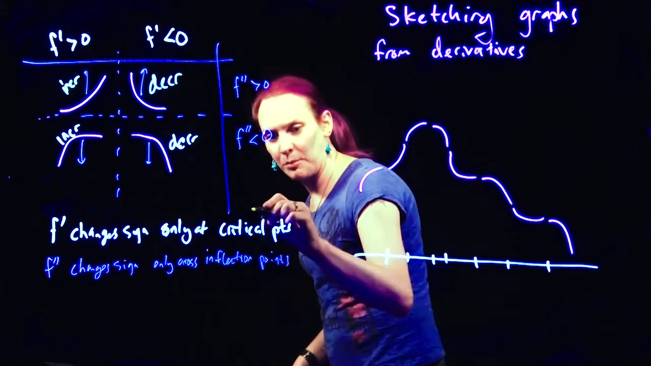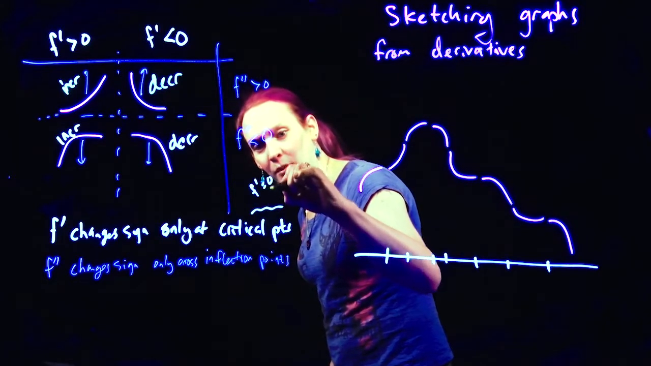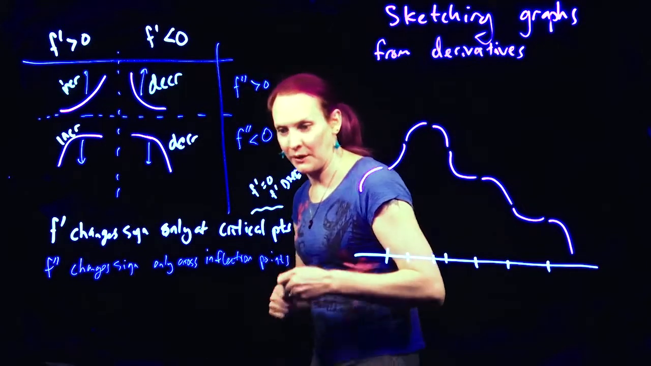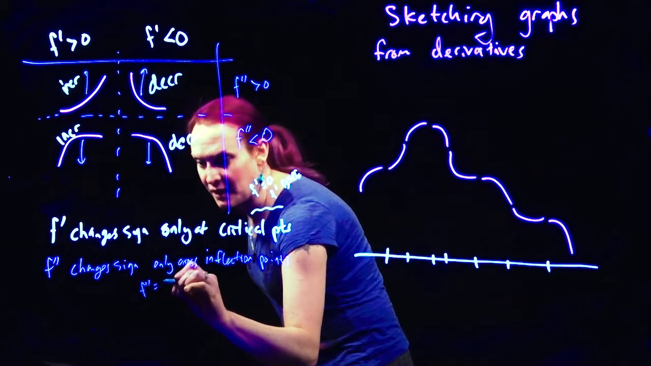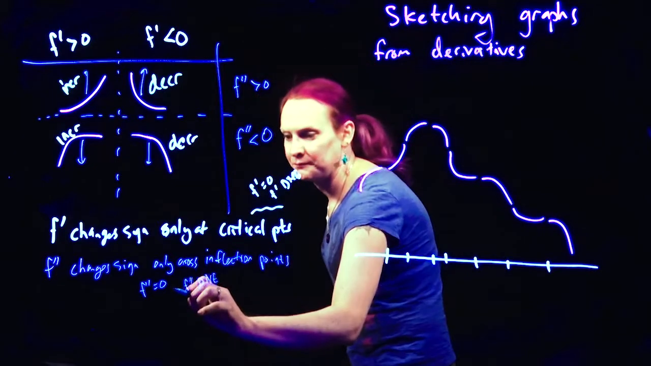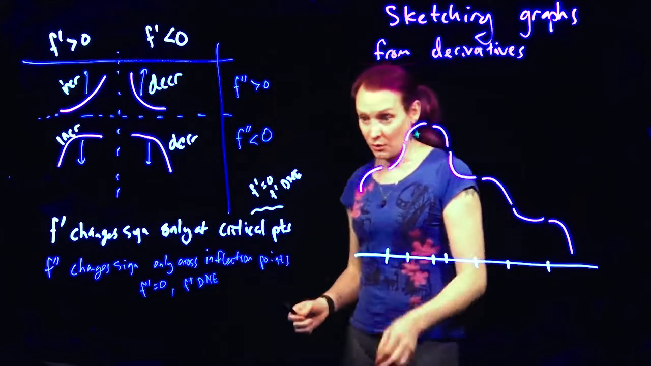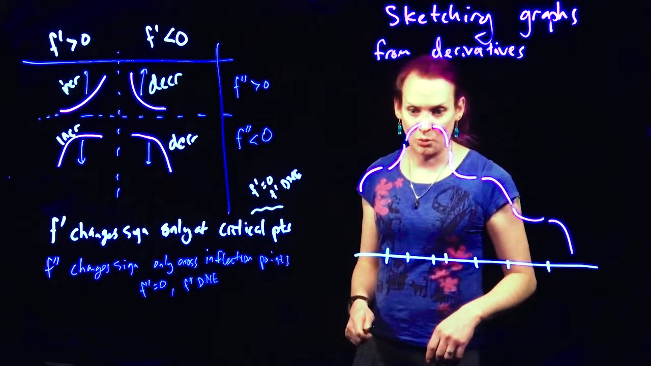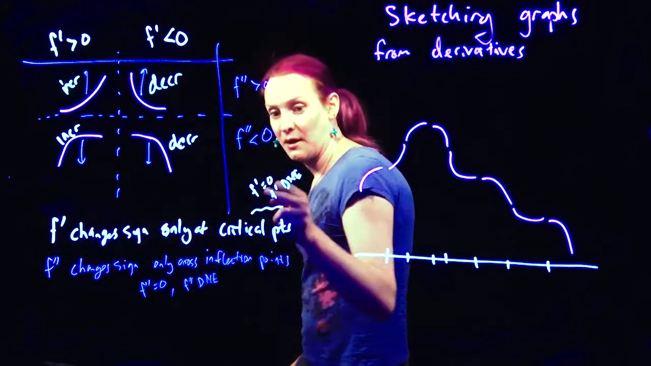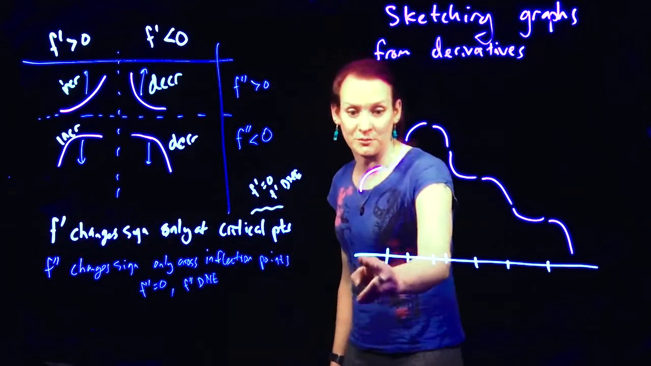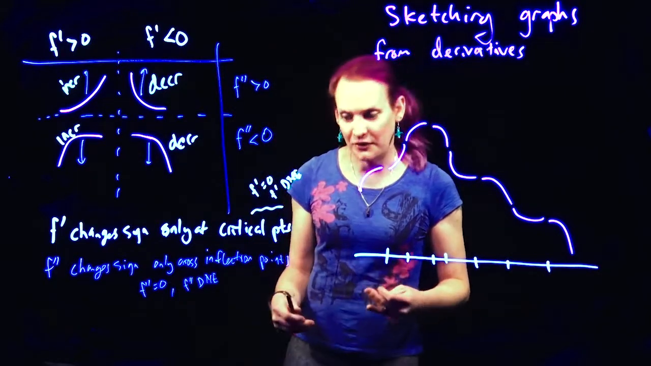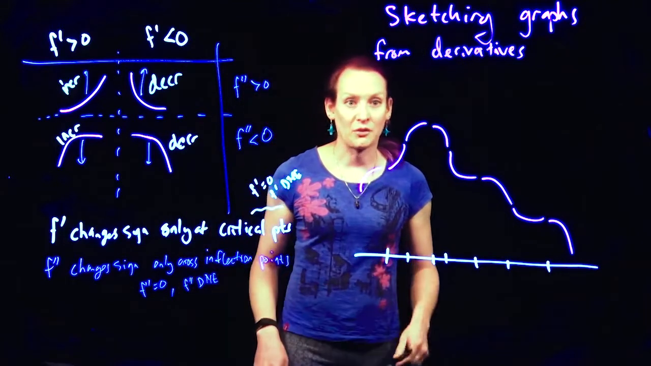So recall critical points are places where f prime equals 0 or f prime does not exist. And inflection points are going to be where f double prime equals 0 or f double prime does not exist. So what we're going to do is we're going to do two steps, right? We're going to find where the critical points and the possible inflection points are, and we're going to label those. And it's possible that they're coincident, and it's possible that they're not.